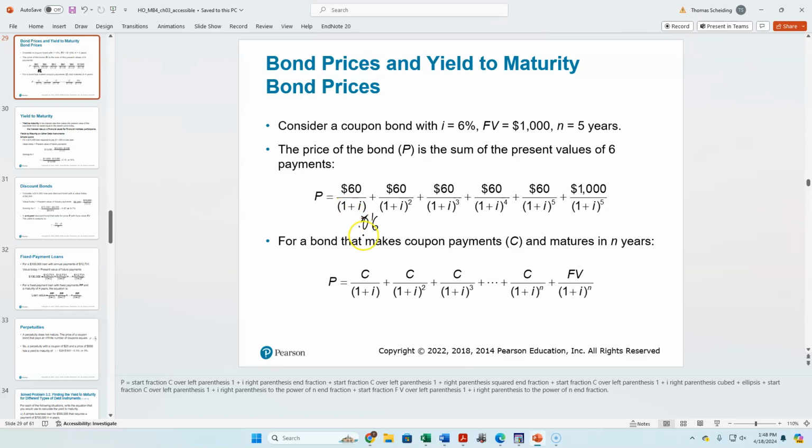So it'd be 1 plus 0.06, 60 divided by that. Then 60 divided by 1 plus 0.06 squared, cubed, right? And so on and so forth for the entire time period, with the very last year, because in year 5, I'm receiving the 5th interest payment, and I'm receiving the $1,000.